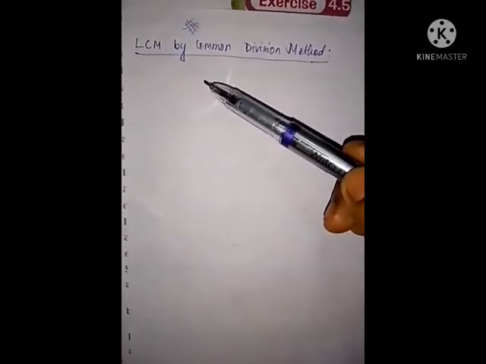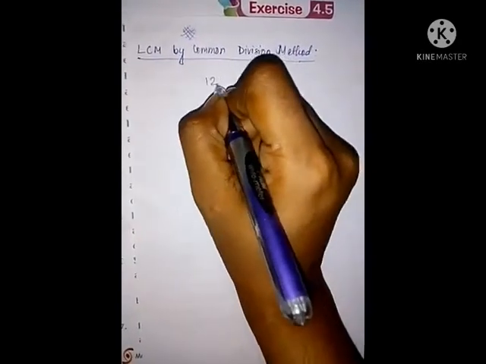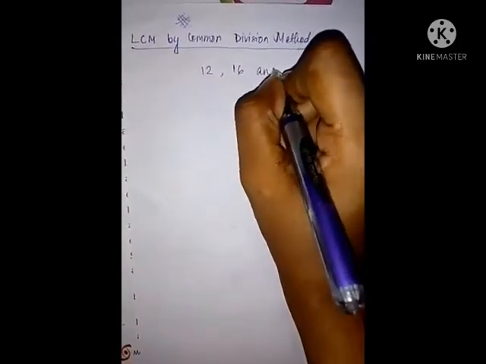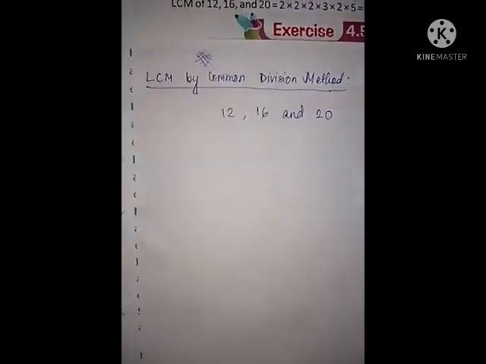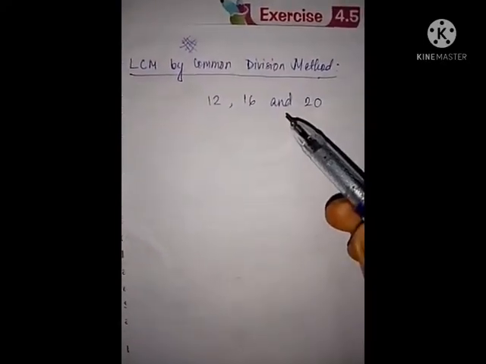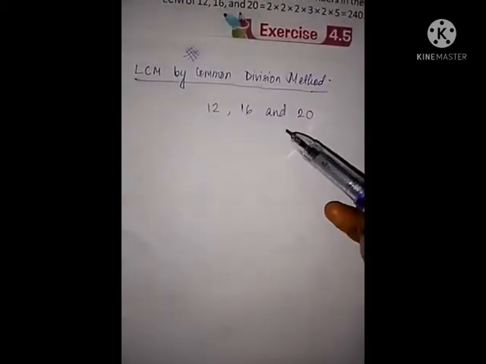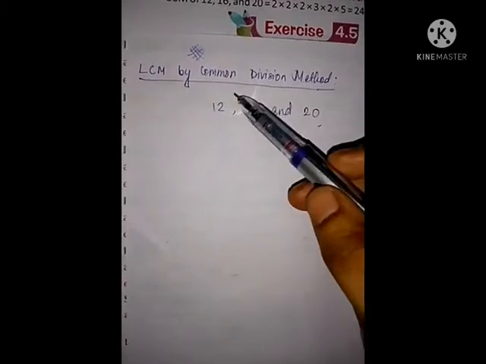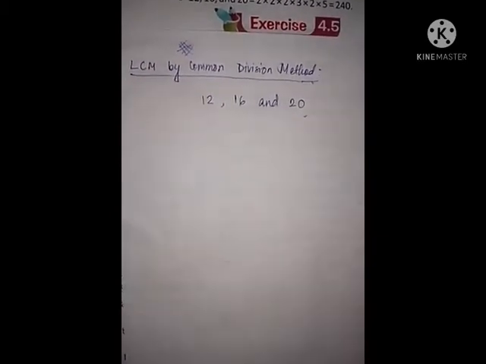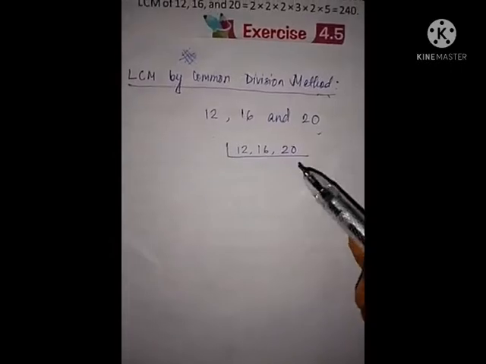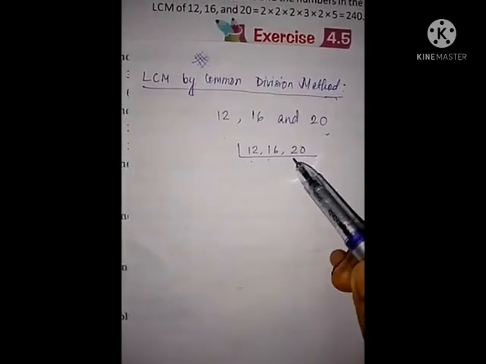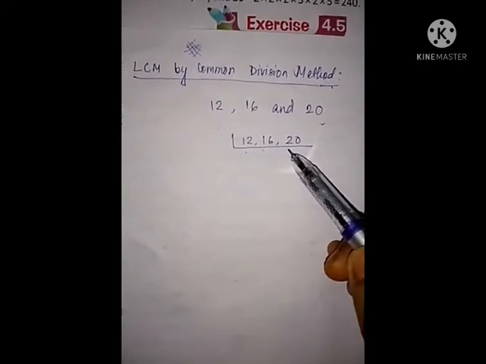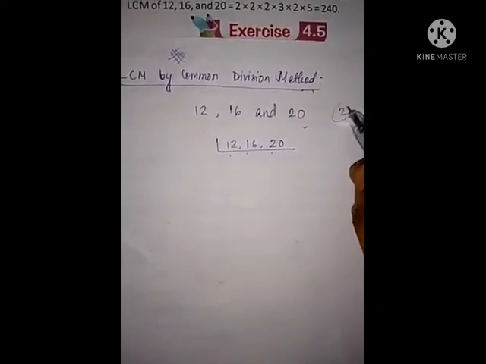See, this is another method by which we can find the LCM of any numbers. Let us consider the numbers 12, 16 and 20. We are going to find the LCM of these three numbers by using the common division method. We will start the division by using the smallest prime number. The smallest prime number is 2.